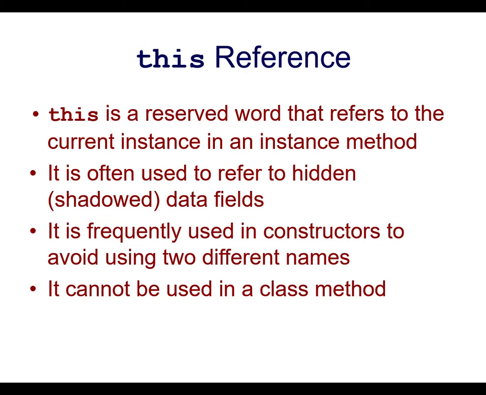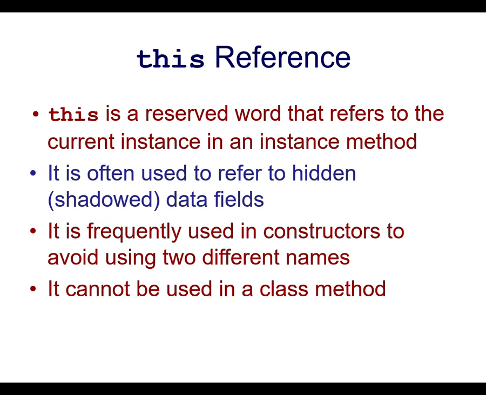Our final topic in this part is the reserved word this. We have included that topic here because it is related to instance and class methods. We begin by explaining its meaning. The reserved word this refers to the current instance inside an instance method. It is most often used to refer to hidden, or what Java calls shadowed, data fields. For example, an instance variable is shadowed when a parameter or local variable is declared with exactly the same name. In that case, the unqualified name will always refer to the parameter or local variable.